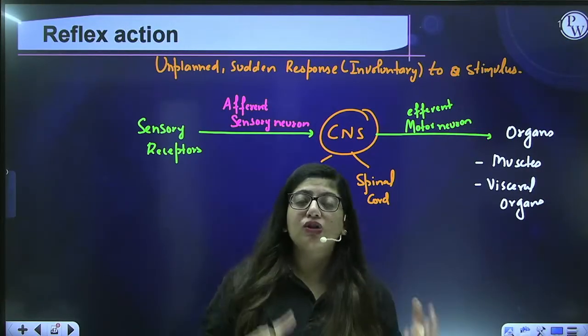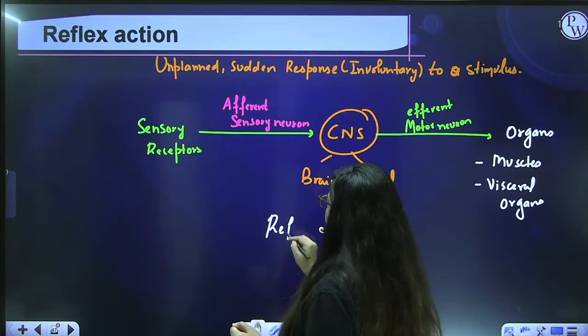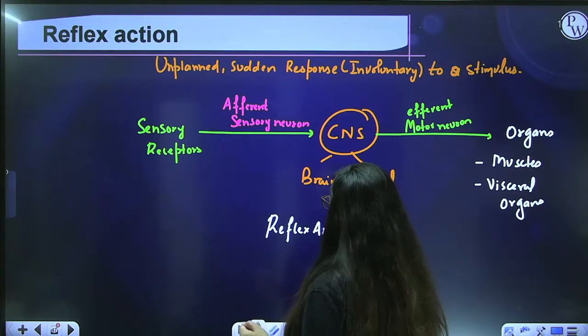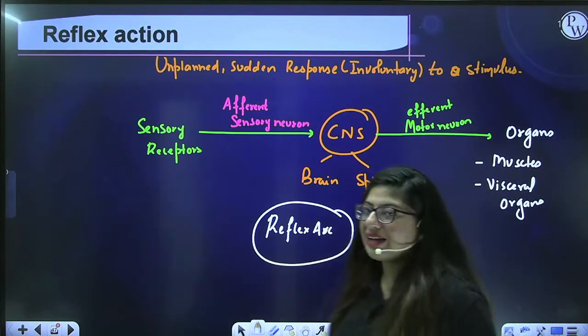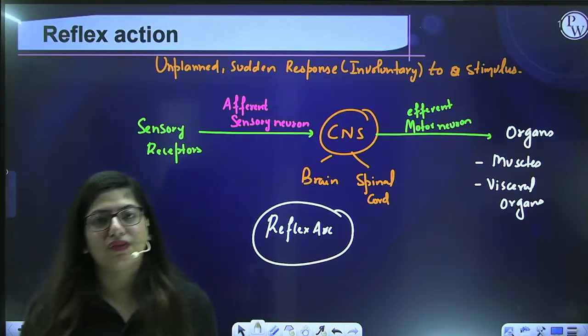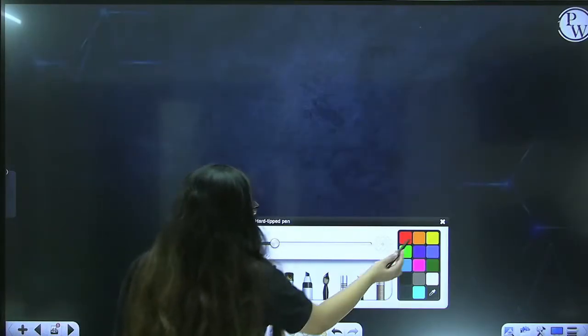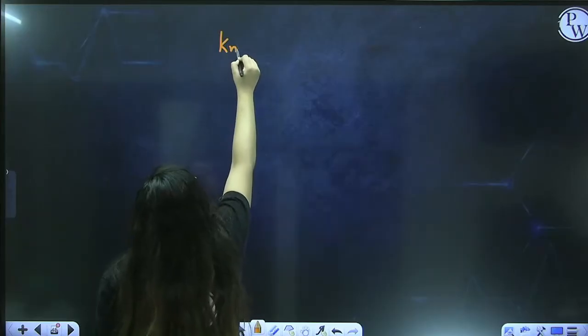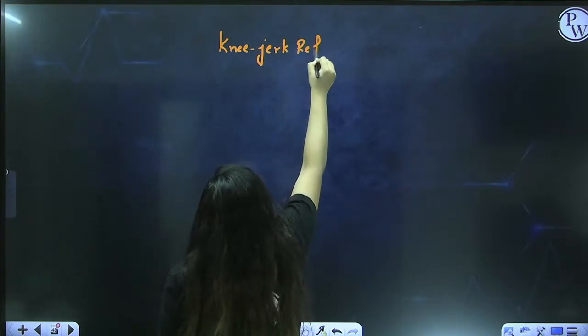So that's also a kind of reflex action. So the structure that has been formed here is also known as the reflex arc. So what's a reflex arc? All these structures forming an arc-like structure, you call it a reflex arc. Okay, now let me explain with another example, that is the knee-jerk reflex.